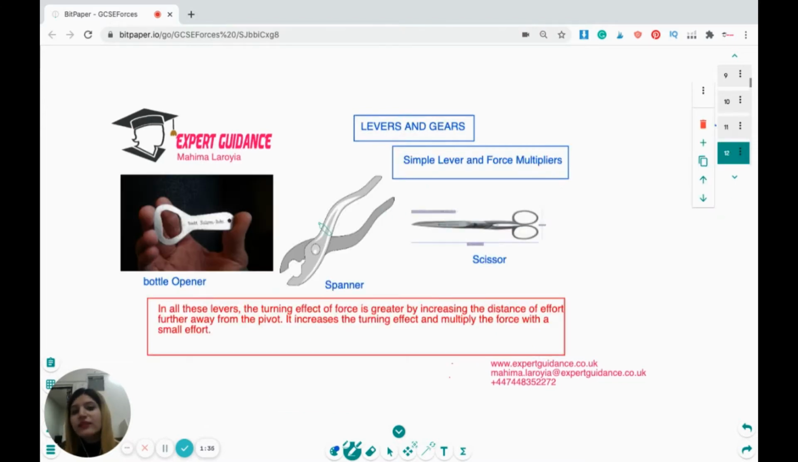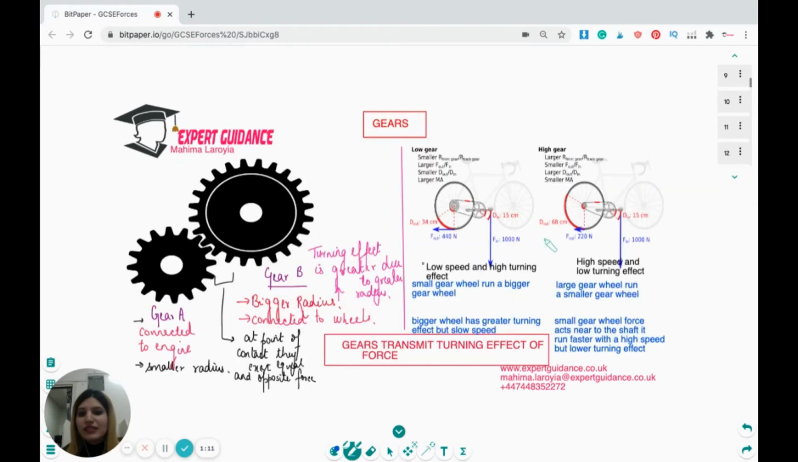Now, what are levers and gears? Levers are basically where the turning effect of the force is made greater by increasing the distance of the effort further away from the pivot. It increases the turning effect and it multiplies the force with a small effort. So bottle openers, spanners, and scissors are examples of some of the simple levers. And what are gears? Gears transmit the turning effect of force.